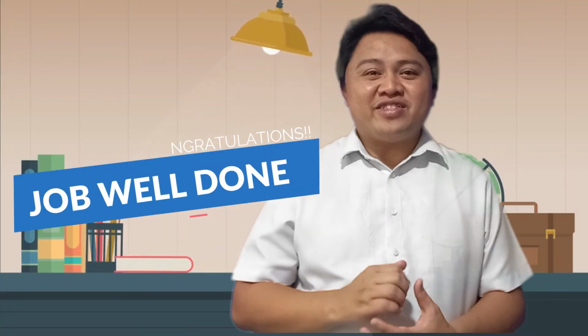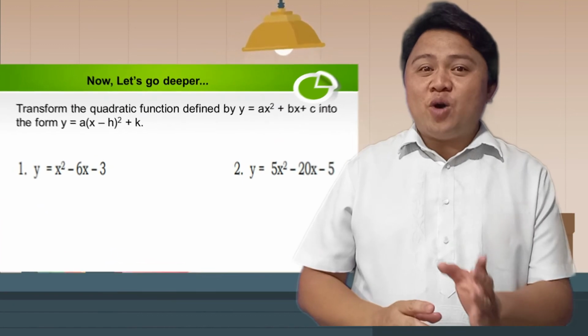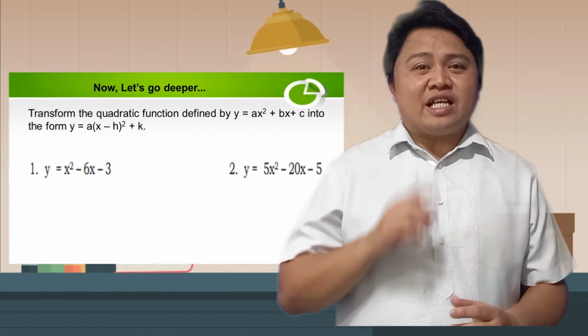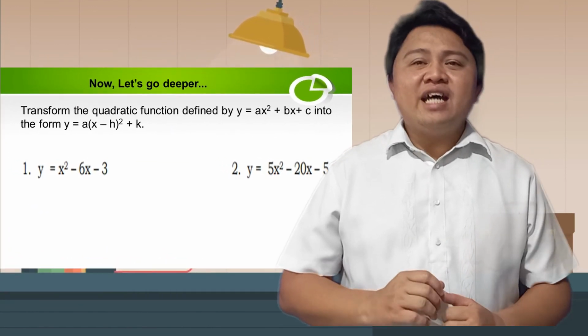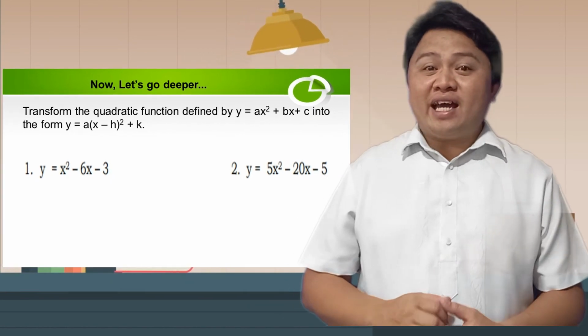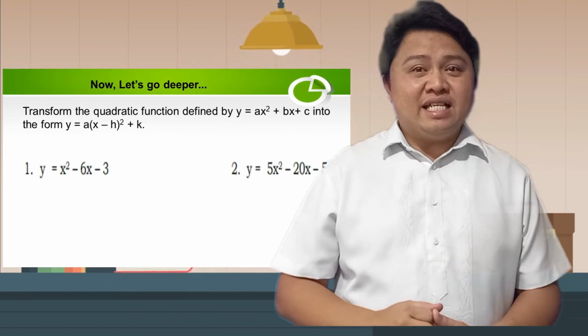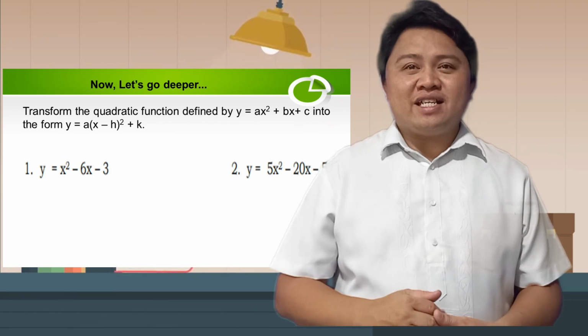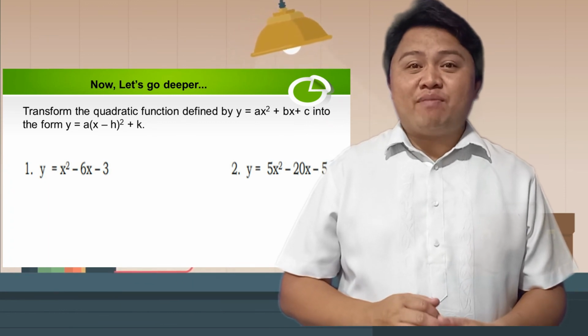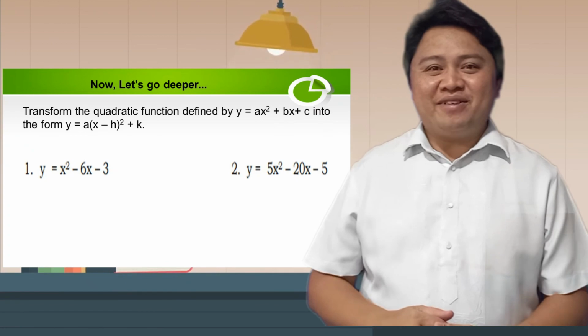Congratulations for a job well done. And now let us go deeper. Let's transform the quadratic function defined by y equals ax squared plus bx plus c into the form y equals a quantity x minus h squared plus k.